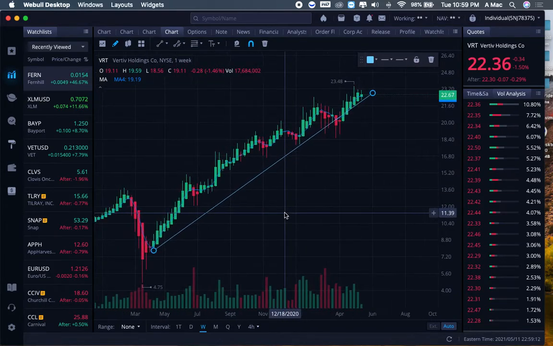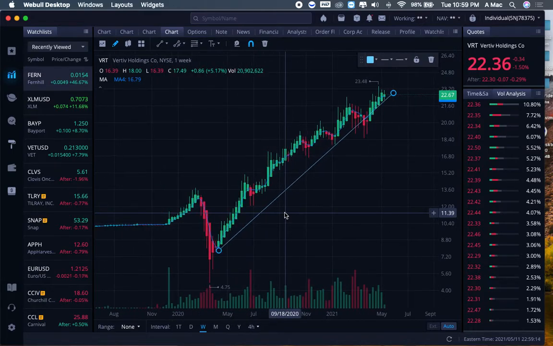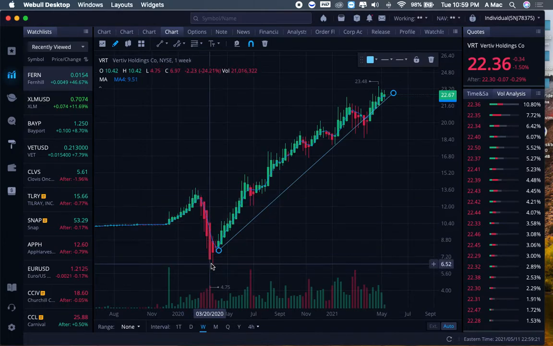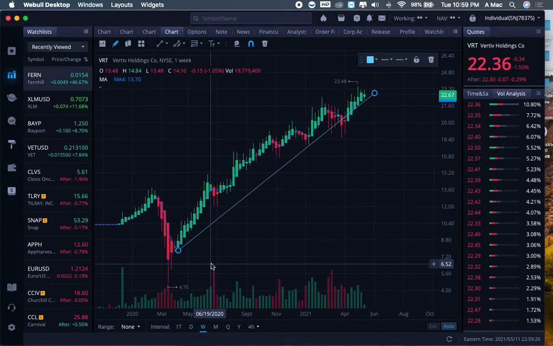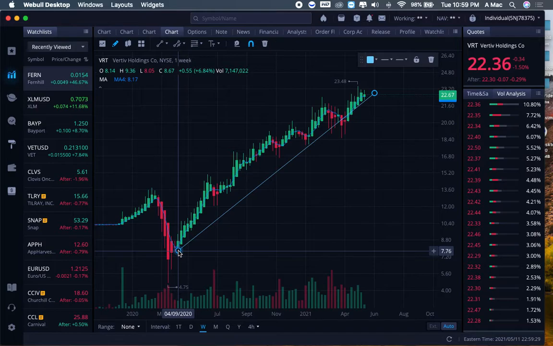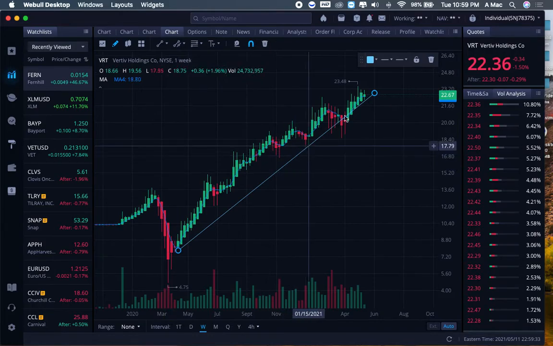This company is growing. You even go further back. You can see over here, they went down. I don't know, could have been because of COVID restrictions and COVID rules. But then they recovered in April. And they went all the way up here.